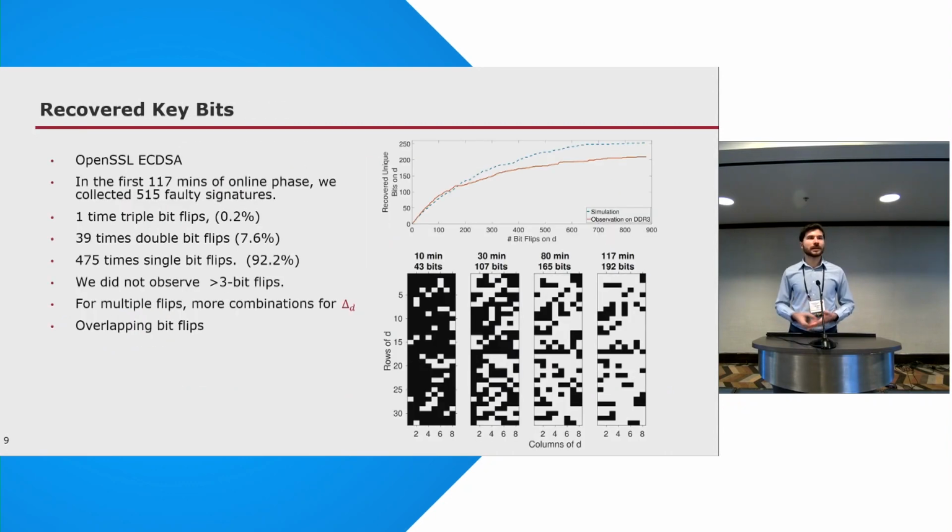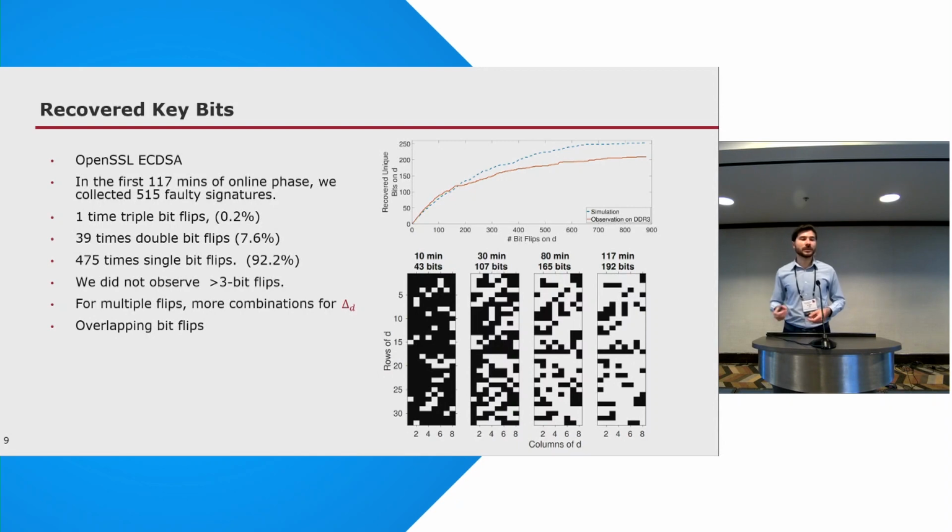So we implemented this attack on the OpenSSL ECDSA implementation in a DDR3 setup. And in less than 2 hours, we were able to collect 515 faulty signatures. About 92% of the time, we observed single-bit faults. 8% were double-bit flips, and less than 1% were triple-bit flips. And we didn't observe any more than 3-bit flips. Even if there is more than a 1-bit flip in the private key, you can still recover them. You just have to try more combinations for delta D.